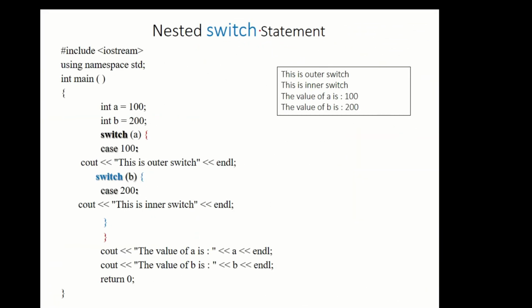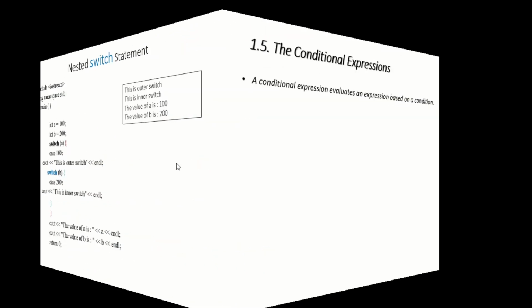Then the next one: nested switch statement, like a nested if statement, having multiple matching. If the first matches and the second condition matches, do this. Like that. This is what a nested switch statement means. Switch B, case this, and display this one.